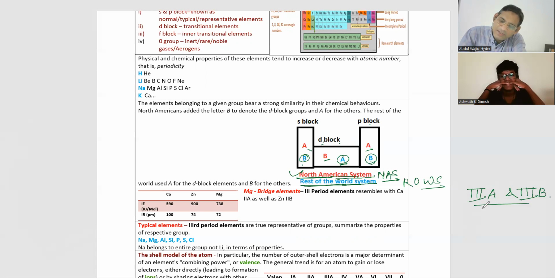Third A or third B. That depends on which system you are talking about. Accordingly, you will be classifying. Now see, there is one more point related to your entrance examinations, or you can say your board exams.